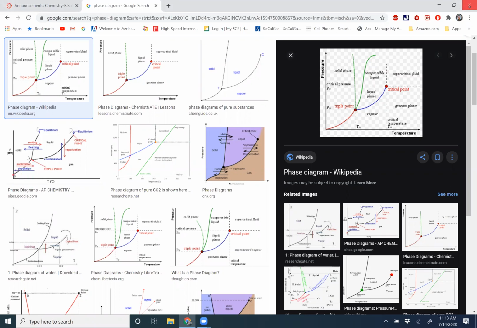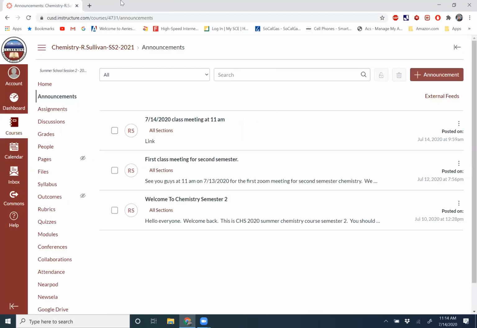So that's a phase diagram. You really just need to know that it shows the three phases. Triple point is where all three of them exist at once, and then the critical point is when everything just kind of breaks down. So that's all I really wanted to say about that.